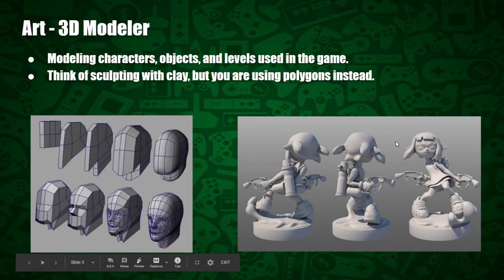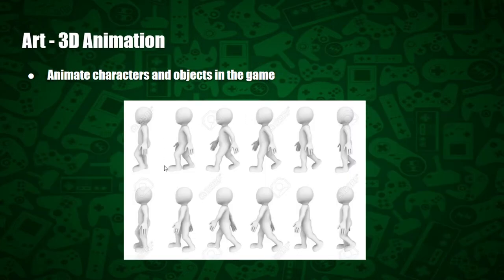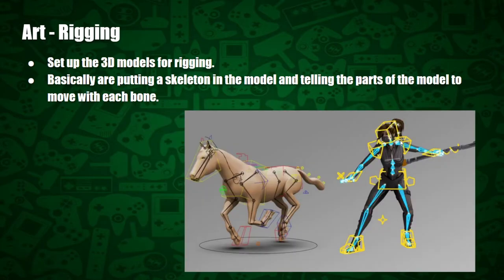This is from Nintendo Splatoon. This is a finished model without any textures and stuff on it. There's also animation. I've been teaching you guys animation, but there's also 3D animation as well using those 3D characters. It's a walk cycle as we've seen before. So with 3D animation, you have to rig a character up. You have to put bones in them.